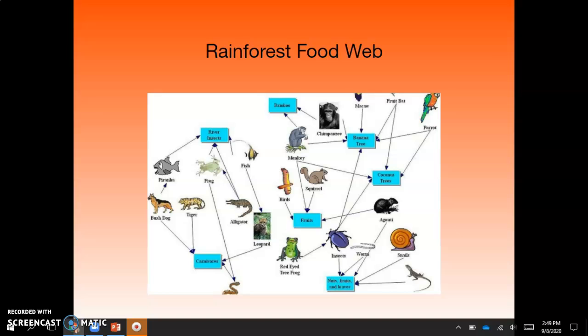Your rainforests are incredibly biodiverse, and like I said, all of these are very simplistic. This is a very simplified form of your food chains and your food webs. In real ecosystems, it's a lot more complex, but for learning purposes and for the basis of this knowledge, this works for us just fine.